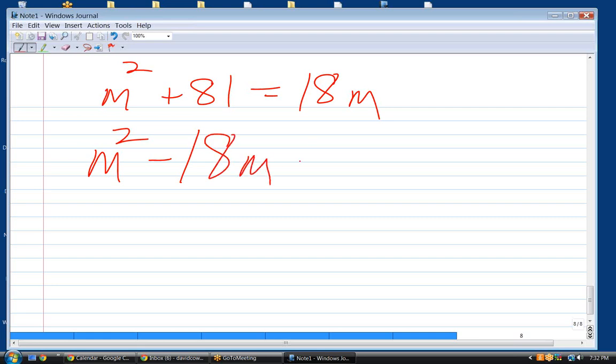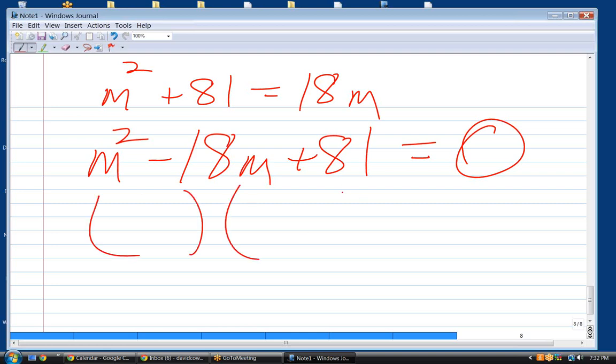I'm going to put it in the middle because that's where we're used to seeing it. And that now leaves 0 over there. Okay, to solve this, we want to factor this. This factor is pretty easy. So it'll be m, and then m, and then it'll be plus or minus, right? Okay. Now you can use the rules.